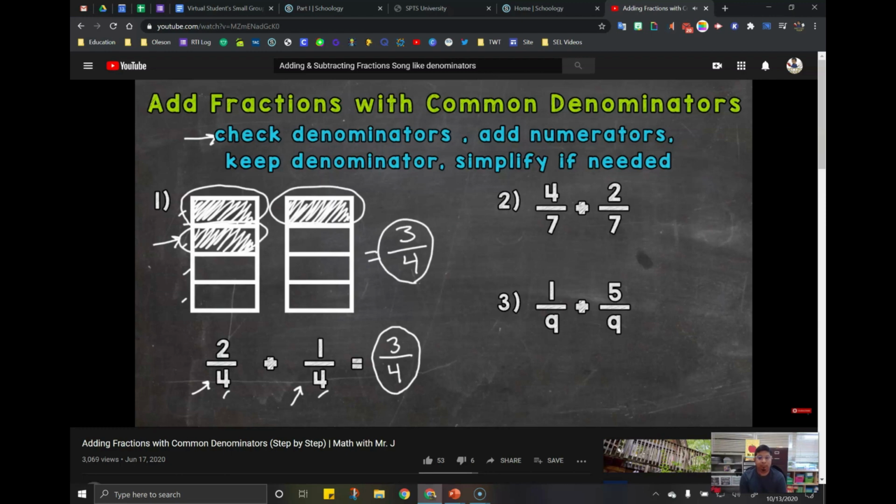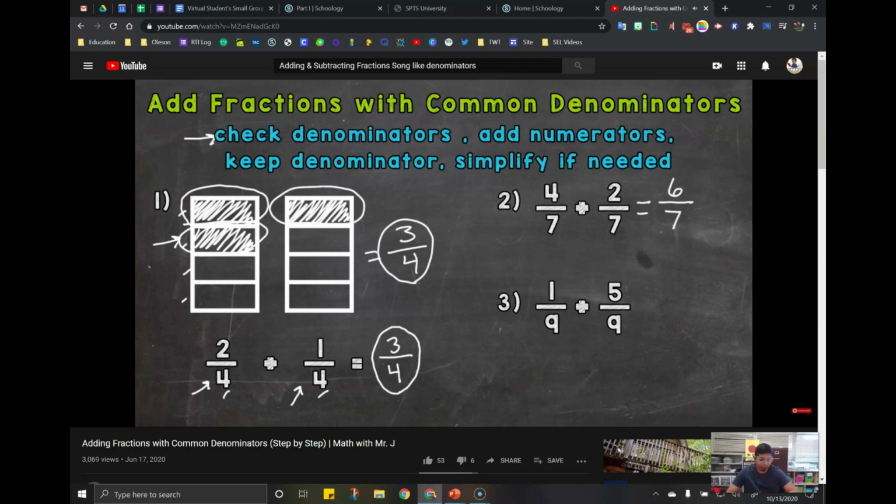So let's go to number 2. Again, we always check our denominators, and they are common denominators there, or like denominators. If you hear common or like denominators, they mean the same thing. So we have a 7 for both of our fractions. That means we can add our numerators now. 4 plus 2 is 6. Keep our denominator of 7 the same, and then simplify if needed.